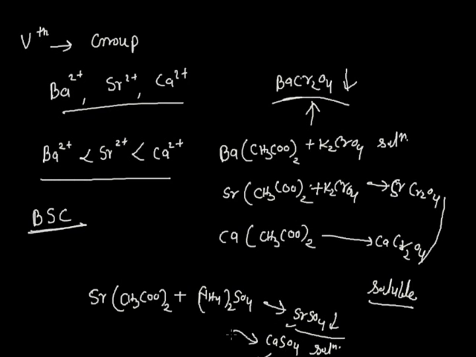And lastly, when we add ammonium oxalate solution to the third part, we get a white precipitate of calcium oxalate that confirms calcium plus 2.